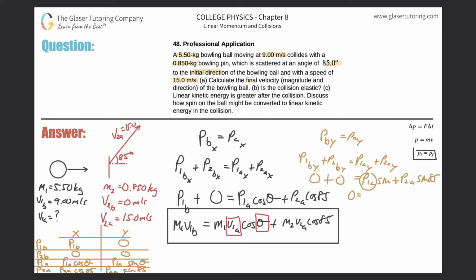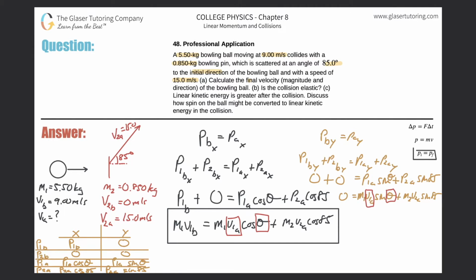Why don't we break up the momentum now into mass and velocity? So let me give myself a little more room. So this would be 0 equals m1 v1a sine of theta. I don't know what happened to my theta there, but there it is. Plus then m2 v2a sine of 85. Okay. Now, what don't we know in this equation? Well, we don't know two things, right? We don't know this term, and we don't know theta.